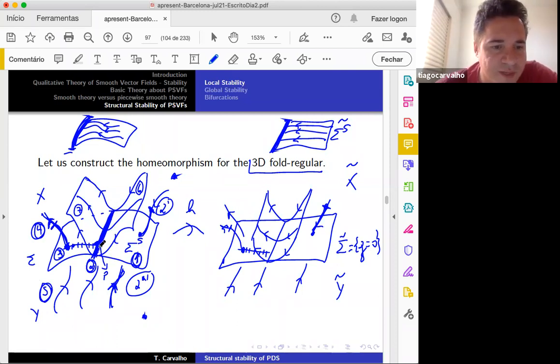The same can be done. We can extend the homeomorphism, which is already defined at this fold curve, to the points over the trajectories which are tangent to sigma, using the same argument. If this point is related with this point, and if we have a positive time, we will be at this point; expanding the same time here, we will relate these two points at 6 and at 7, which are at this tangent manifold here.